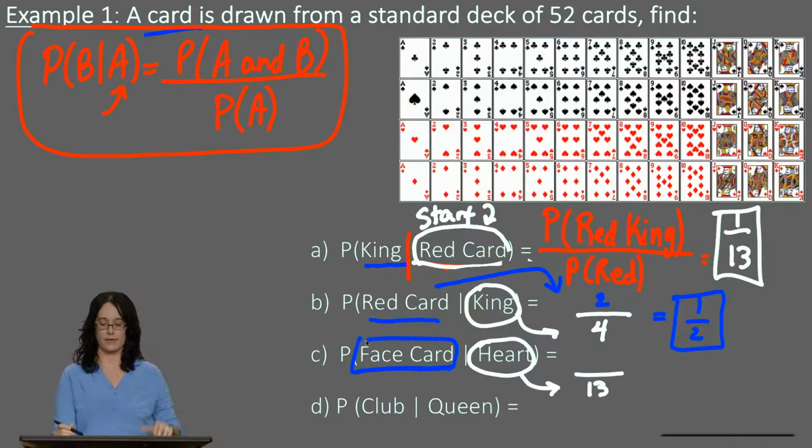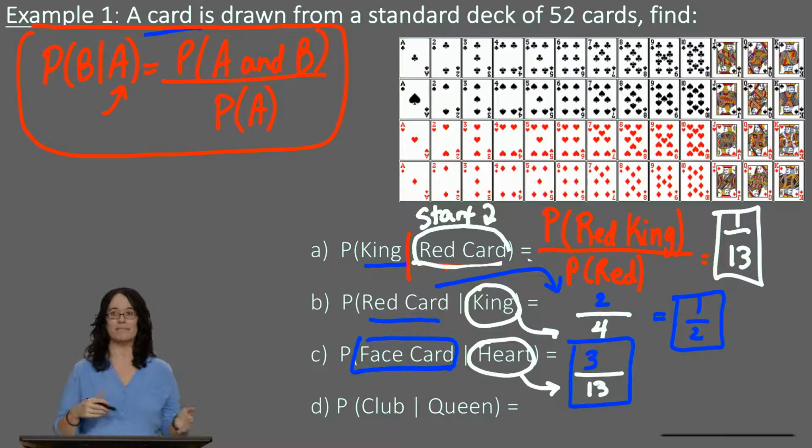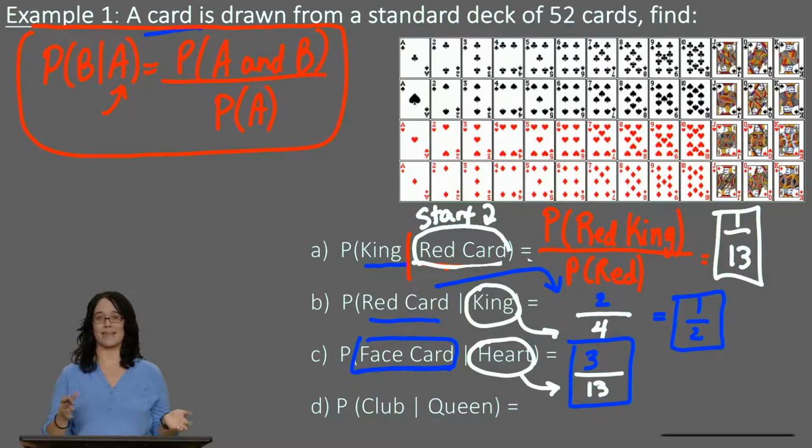Jack, Queen, King. Well, there are 3 of those face cards in every suit, so there are 3 hearts which happen to be face cards. So if you said the answer was 3 out of 13, you are correct. Notice had it been 3 out of 12 or 3 out of 15, something like that, you could have reduced further. But in this case, 3 out of 13 does not reduce. That would be your final fraction as your answer here.